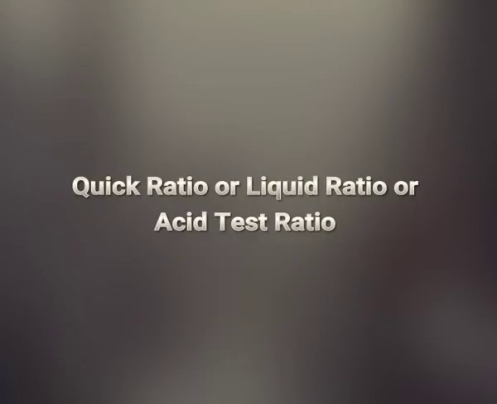Now, we will see another ratio which is known as quick ratio or liquid ratio or asset test ratio. Liquid ratio is also called the asset test ratio. It measures the short-term liquidity of the enterprise in its correct form. It shows the relationship between liquid assets and current liabilities. Quick assets are those assets which can be converted into cash immediately or at a short notice without a loss of value.